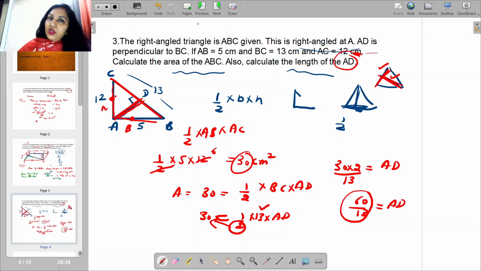Okay, so two different combinations, just remember this formula, half into base into height. जहां पर भी जिस साइड के ऊपर भी परपेंडिकुलर है आप उसको बेस लोगे and height will be just the perpendicular. Okay, let's now move to the next question.